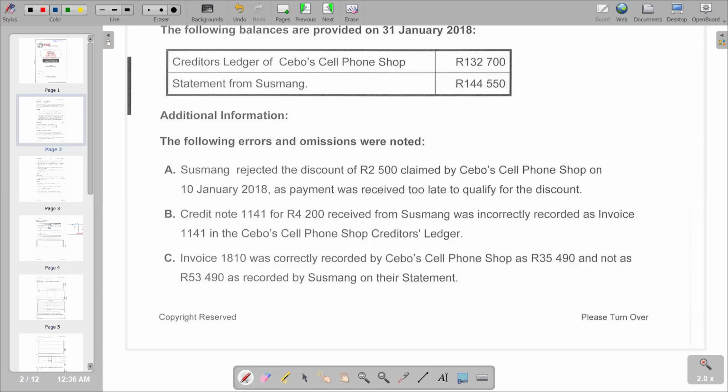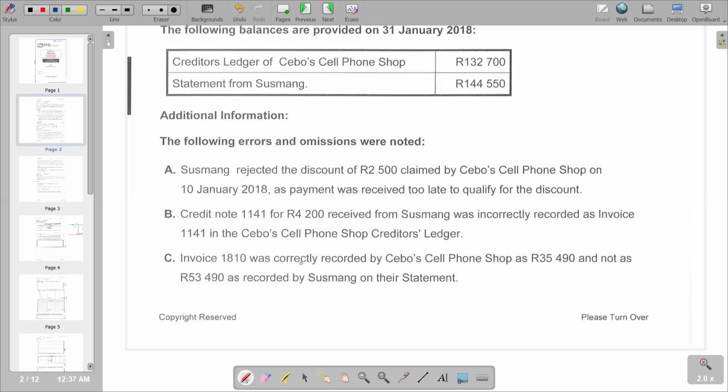So going to our C, you see that our C reads invoice 1810. Invoice 1810 was correctly recorded by Sebo cell phone shop as 35,490 rands, and not as 53,490 rands as recorded by Sussman on their statement. Remember we said the first procedure is to identify which is being affected between the two documents.